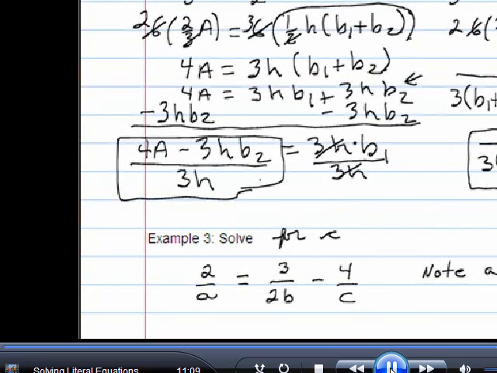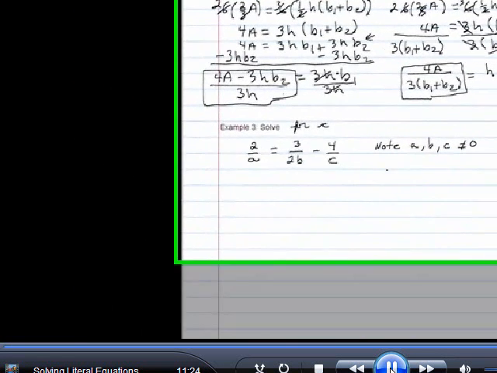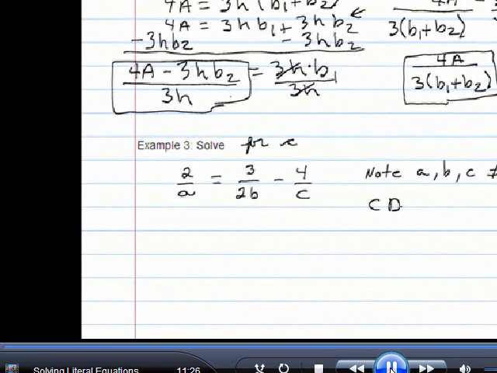Okay, next thing we have to do is locate our common denominator so we can eliminate fractions. Well, the common denominator has to have an a in it to get rid of the a. It has to have a 2 in it and a b in it to get rid of the 2b, and it has to have a c in it, so the common denominator is 2abc.